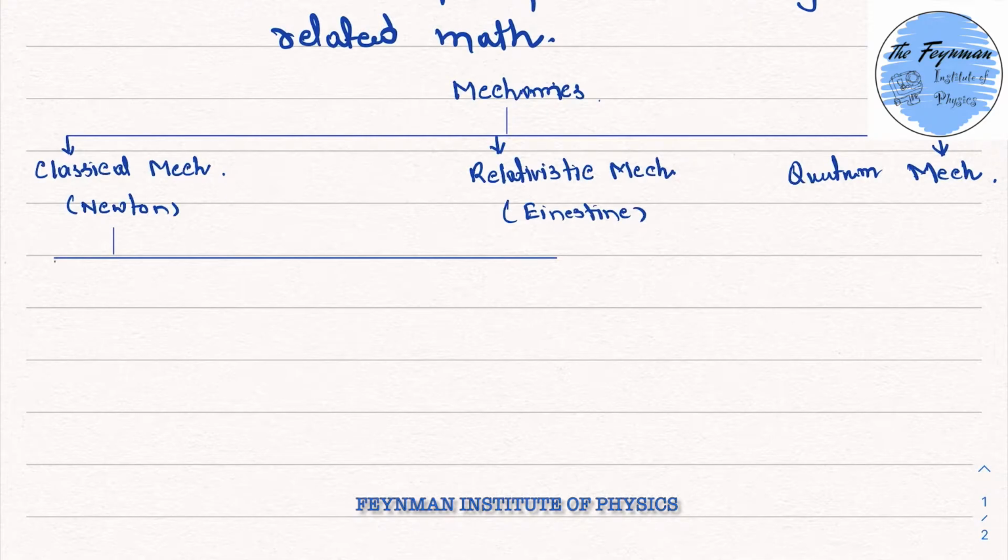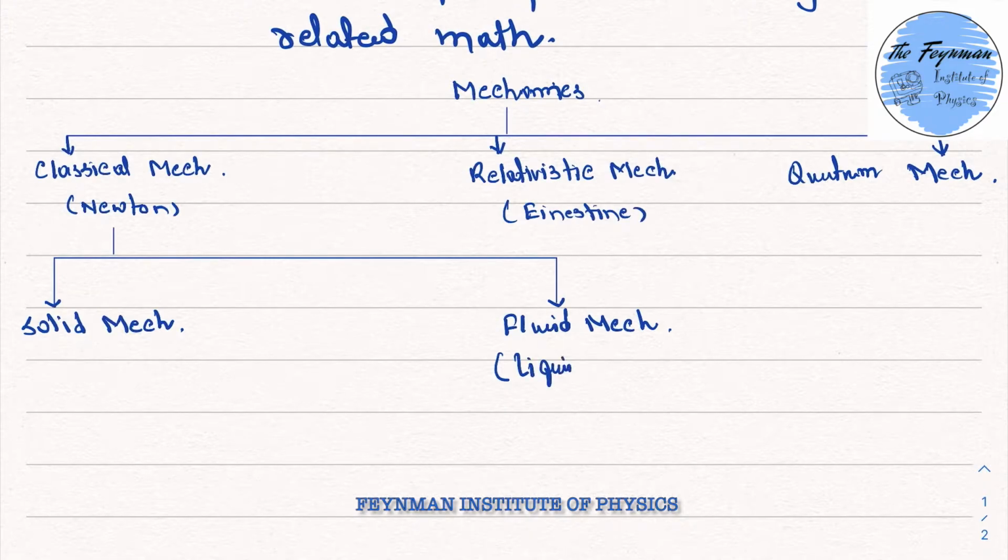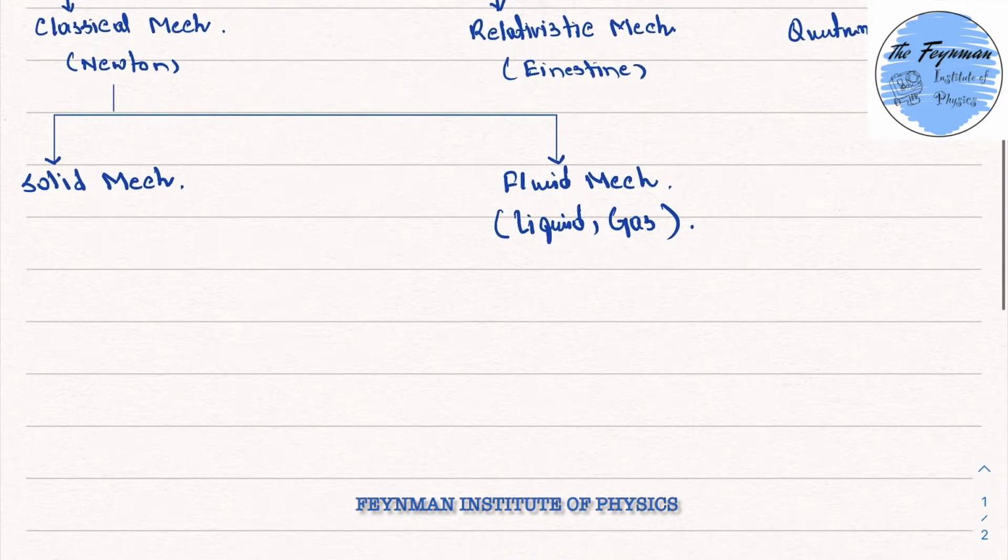One is solid mechanics, and the second one is fluid mechanics. Now, those substances which actually flow on the application of force are known as fluids, like liquids and gases. Now, the study of solid mechanics can be divided into two categories.